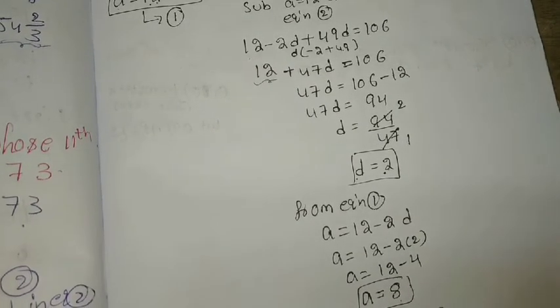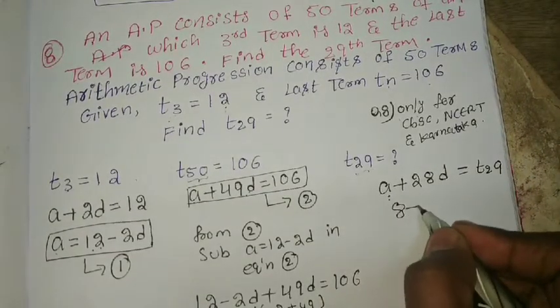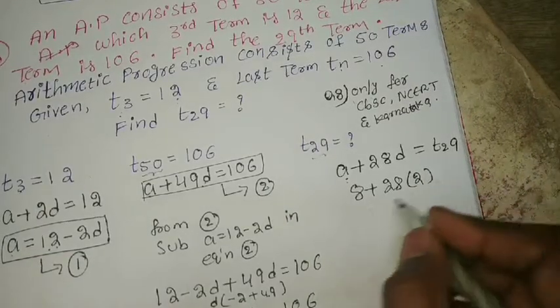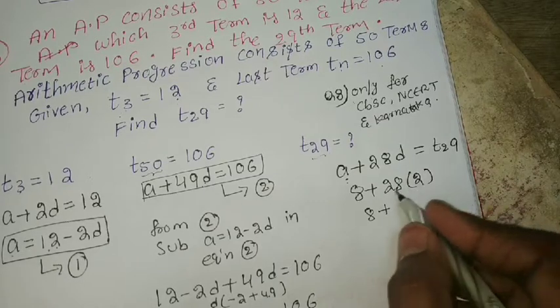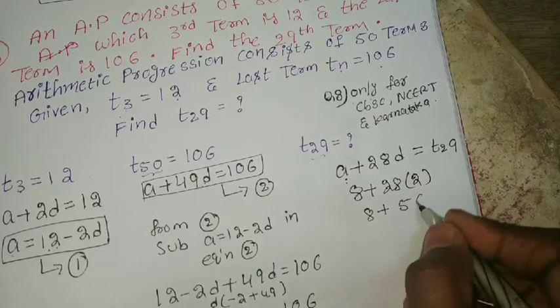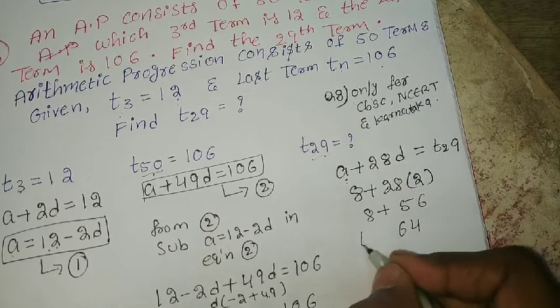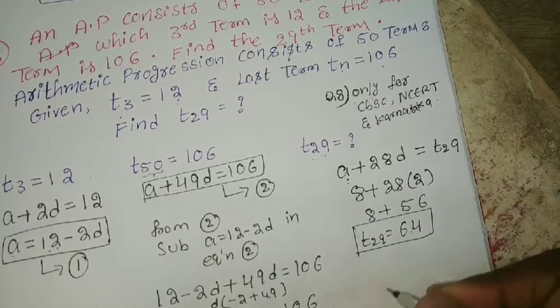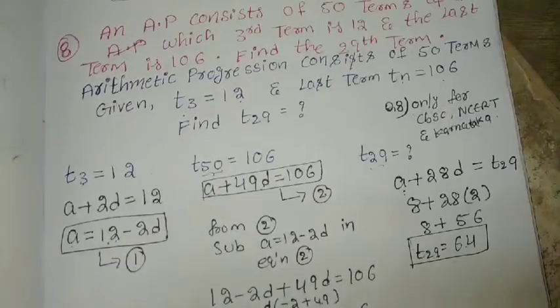So already we get a first term, that is 8. There's nothing to do here. Keep here A is 8 plus 28. What is D here? D is 2. Okay, 8 plus. Tell me what is 28 into 2? 28 into 2 is 56. 56 plus 8 we get 64. That is T29. Term 29 is 64. Understand? Let's move to the next question.